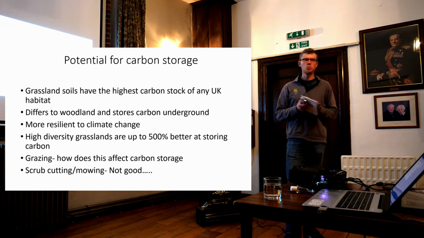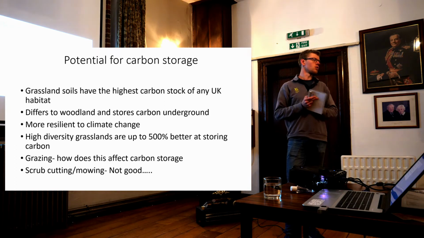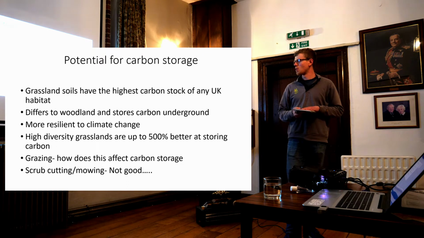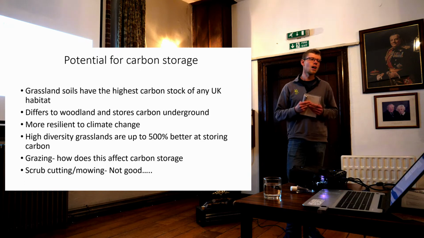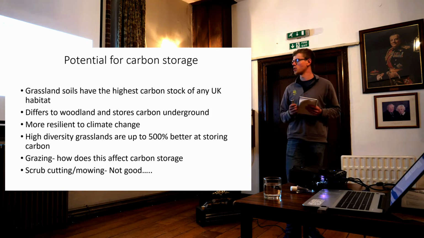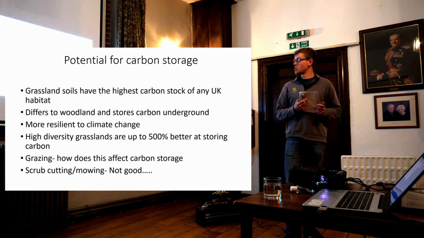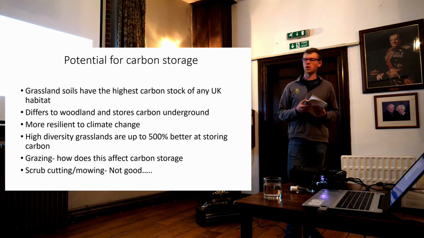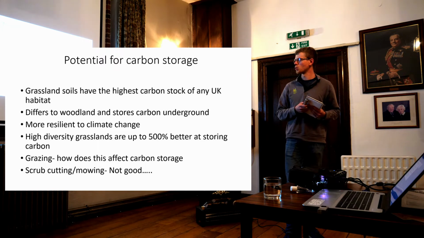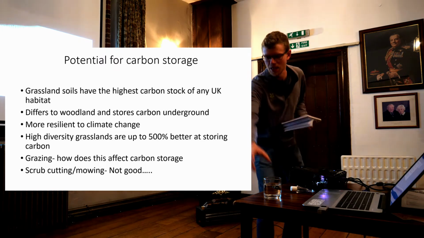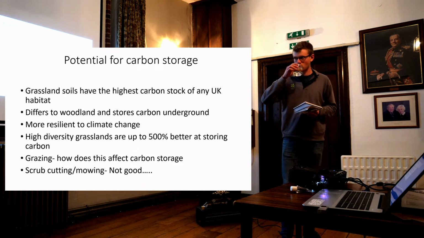Grazing. So I put this in because obviously if you're managing chalk grassland, you're going to be potentially grazing it. How does this affect kind of carbon storage and carbon output? If you're grazing it, the cattle or the sheep are going to be emitters of carbon, so you're not doing any real favours there as far as carbon goes. And then scrub cutting and mowing, in theory, it's not that great for carbon storage, unfortunately, if you're removing vegetation and removing that carbon store. So yeah, unfortunately it's something that needs to be done but may not be the best for carbon storage.